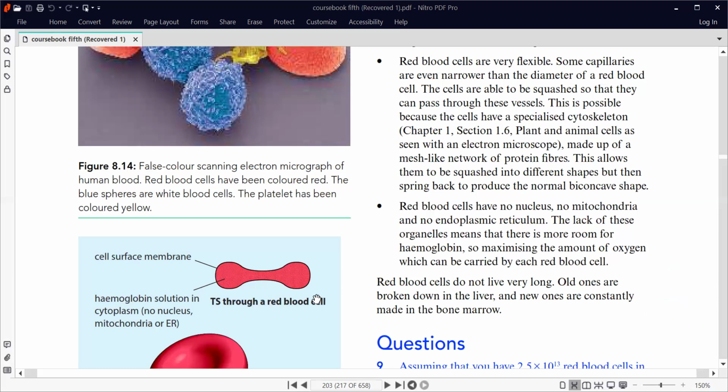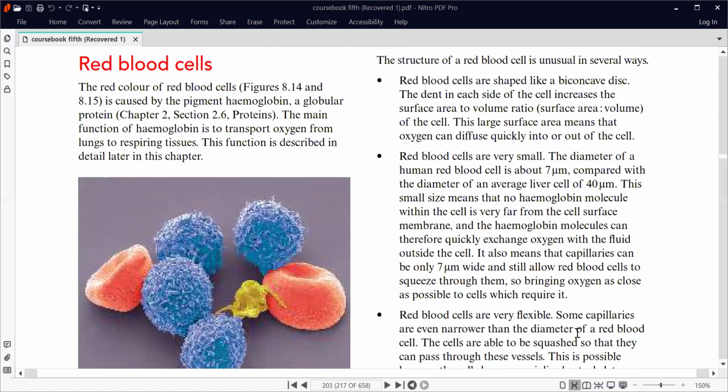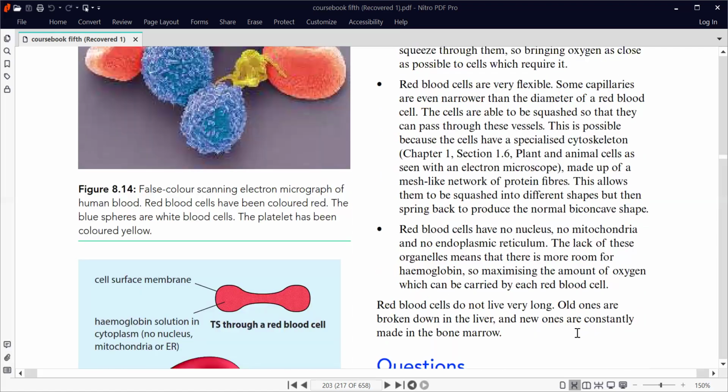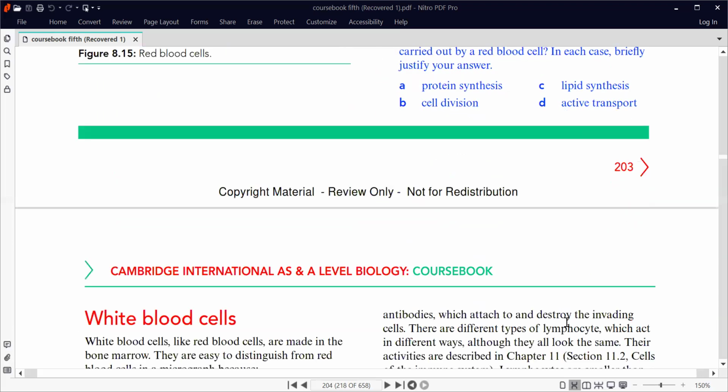So what are the characteristics of red blood cells? Number one, they are small. Number two, they have a biconcave shape. Number three, they are highly flexible. Number four, they have no nucleus, no mitochondria, no endoplasmic reticulum, no ER.